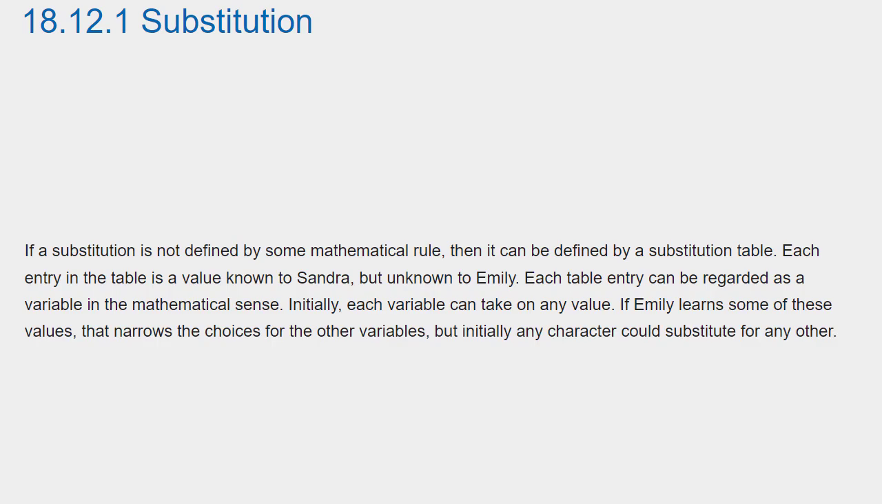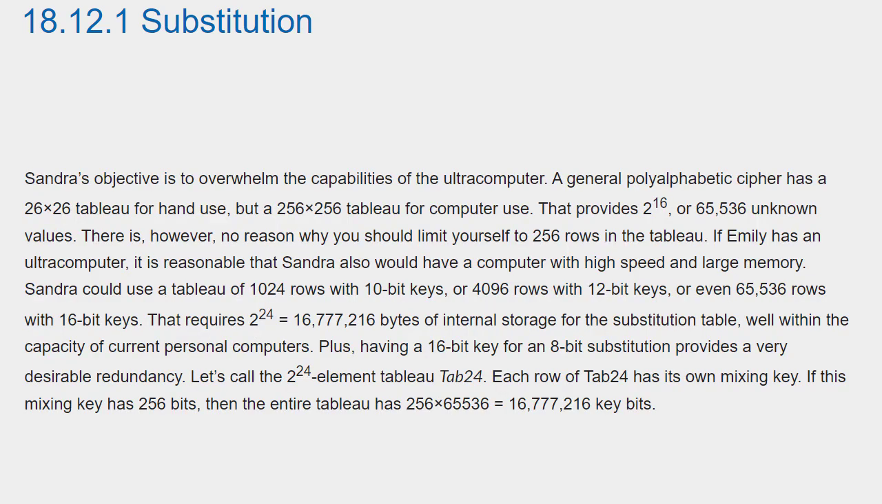Section 18.12.1 Substitution. If a substitution is not defined by some mathematical rule, then it can be defined by a substitution table. Each entry in the table is a value known to Sandra, but unknown to Emily. Each table entry can be regarded as a variable in the mathematical sense. Initially, each variable can take on any value. If Emily learns some of these values, that narrows the choices for the other variables, but initially any character could substitute for any other. Sandra's objective is to overwhelm the capabilities of the ultracomputer.